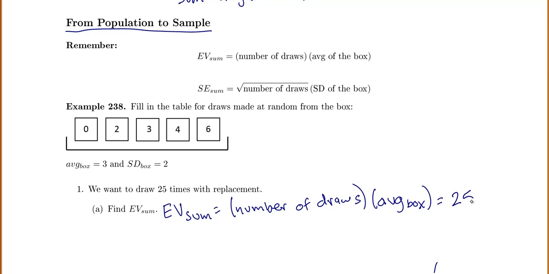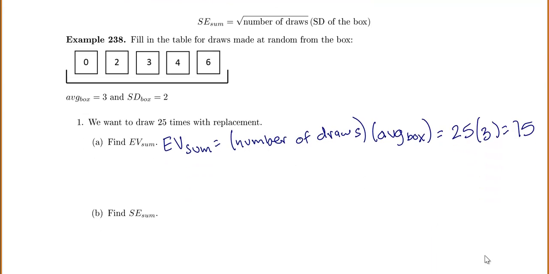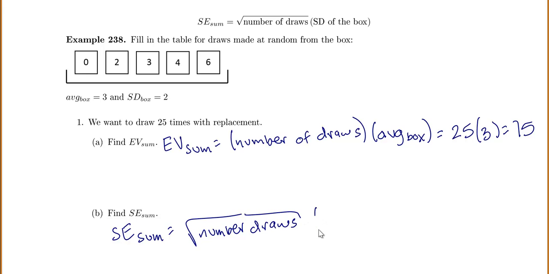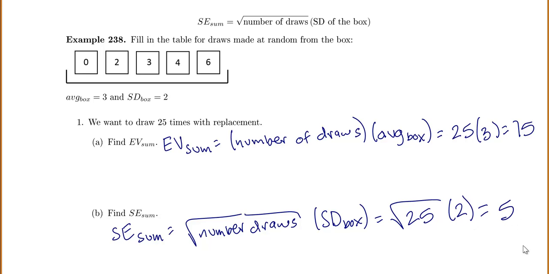So this is going to be 25 draws times the average of the box, which is 3. So that gives me 75. And find the standard error of the sum. That's the square root of your number of draws times the standard deviation of the box. So the square root of 25 draws times the standard deviation of 2, that should give me 10.